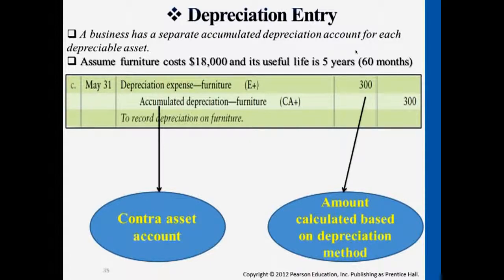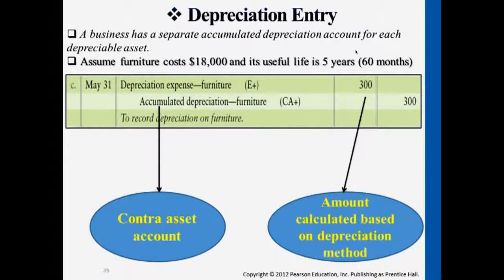That would be $300, and we want to measure that the business has been using this furniture for this month. We'll be debiting depreciation expense and crediting accumulated depreciation for furniture. Okay, depreciation expense is debited. Remember, whenever there's an expense that accumulates, we debit this account.